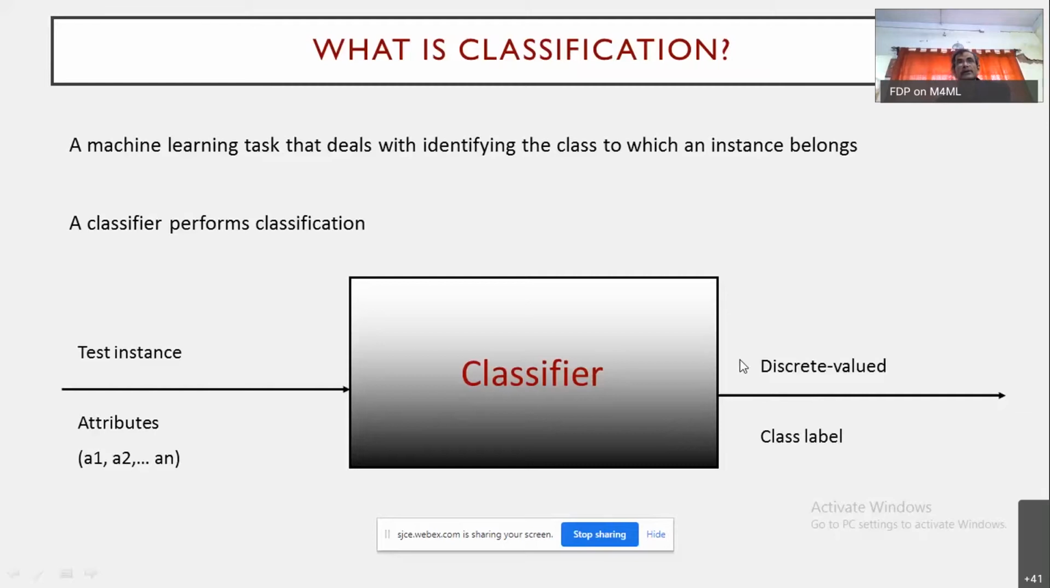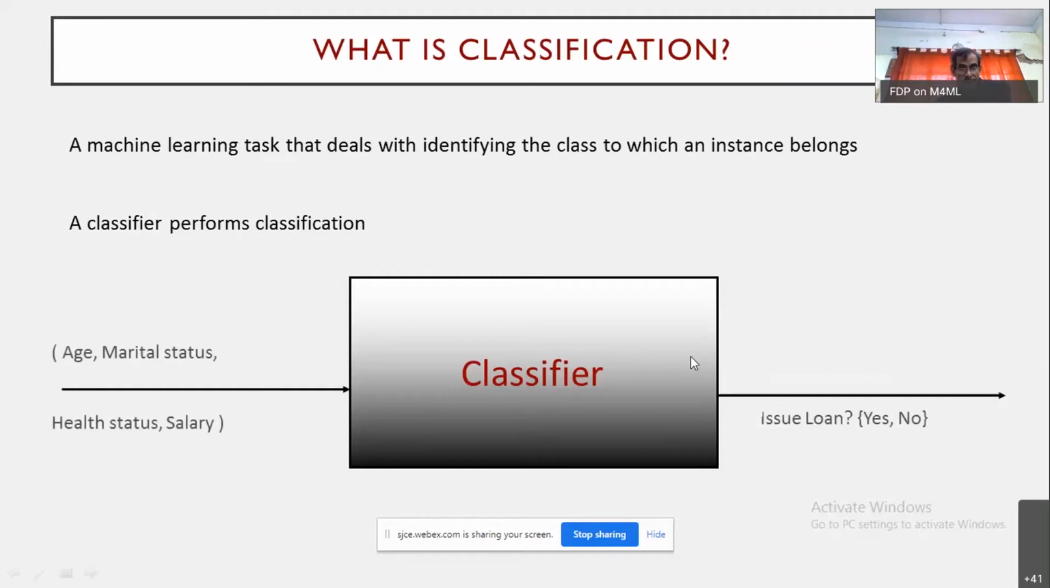So if I say these are two classes, say I log in to my system. The login could be a normal login, or that login could be an intrusion. So two classes. Like this, if I take the age, marital status, health status, salary status, this will tell me whether a bank can issue a loan or not. If a person is healthy, of middle age, and has a good salary, then possibly it makes sense to sanction a loan for the person.